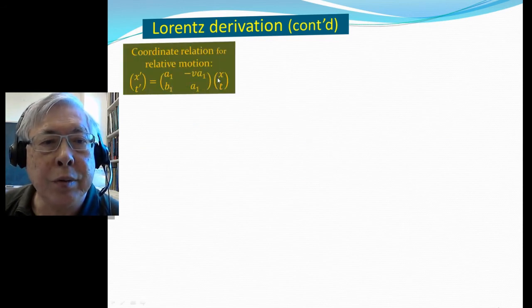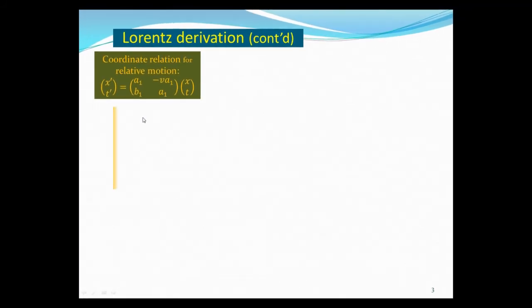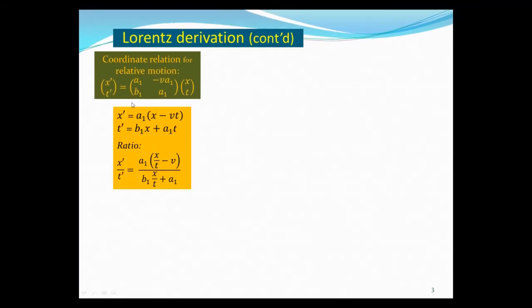So we continue the derivation. We already found that for relative motion, the coordinate transformation is written this way. If we multiply out, x prime is equal to a1 times (x minus vt), because both have a factor a1 out, and t prime is b1 x plus a1 t. We take the ratio of these two equations. On the left-hand side, x prime over t prime. On the right-hand side, I also divide numerator and denominator by t, so I have a1 times (x over t minus v) in the numerator, and the denominator is b1 x over t plus a1.